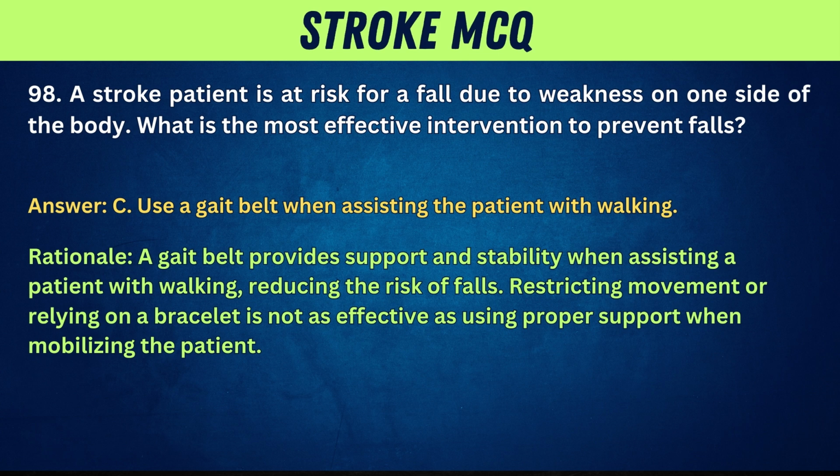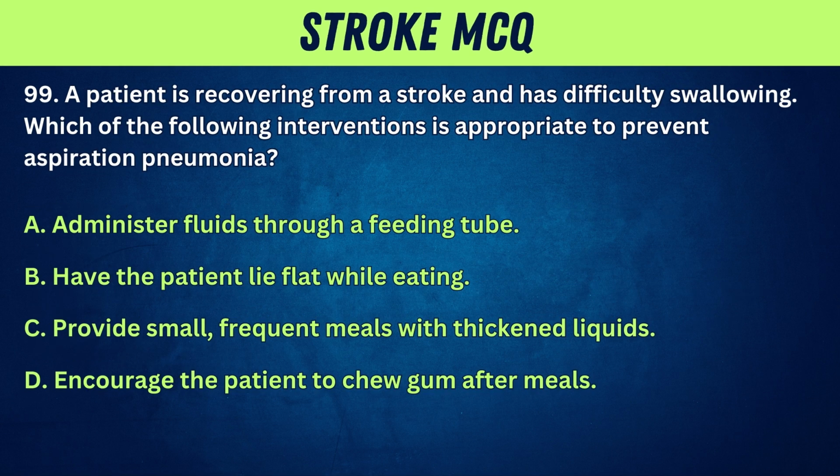Rationale. A gait belt provides support and stability when assisting a patient with walking, reducing the risk of falls. Restricting movement or relying on a bracelet is not as effective as using proper support when mobilizing the patient. 99. A patient is recovering from a stroke and has difficulty swallowing. Which of the following interventions is appropriate to prevent aspiration pneumonia?